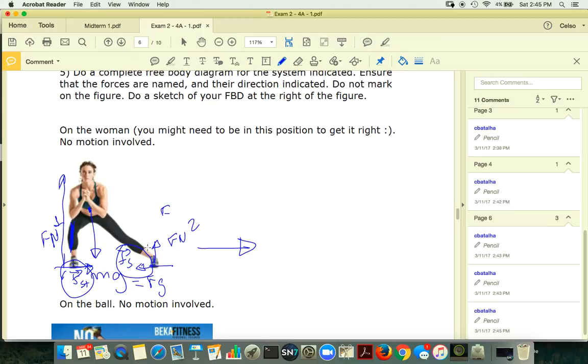So to be complete, you should be able to include that static friction.